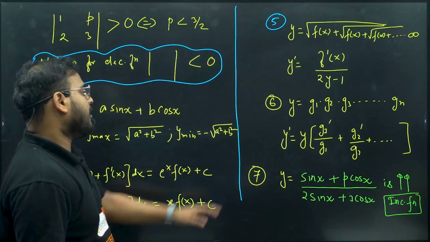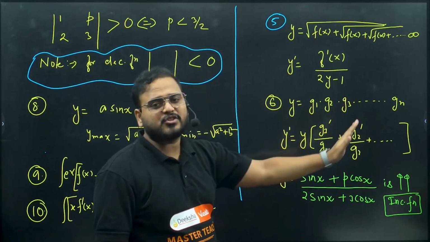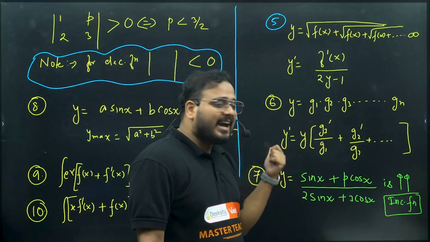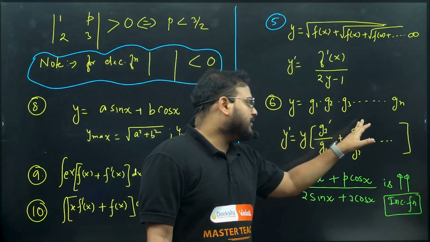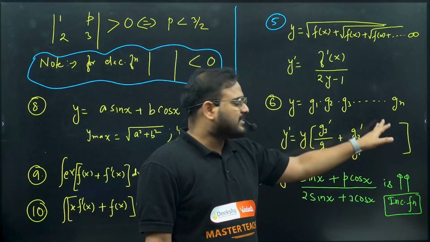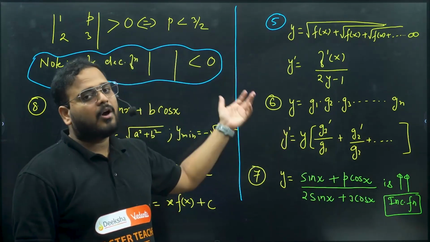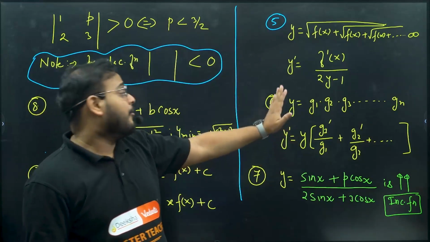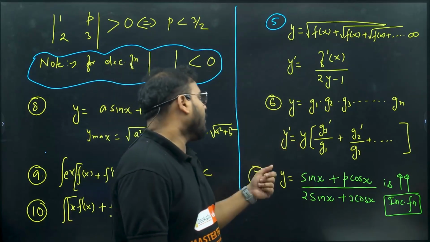Okay. Now if you have a question like this, y equal to g1 into g2 into g3, where g1, g2, g3 are all functions of x only. If I'm looking for y dash, the answer will be y times of g1 dash by g1, plus g2 dash by g2, plus g3 dash by g3, and so on till gn dash by gn. What do we use here? We use the property of logarithms to get this result. Correct now? Okay.